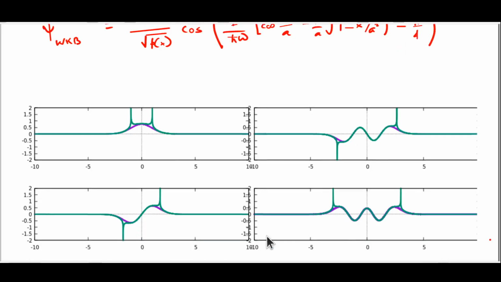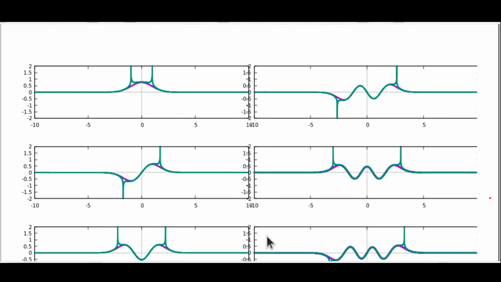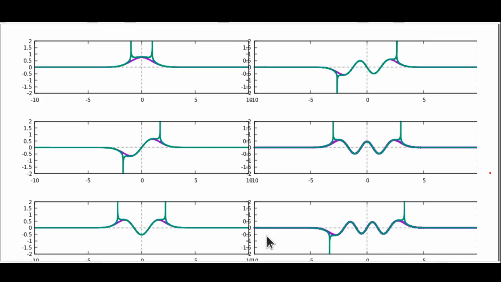So the graphs that we have plotted here are basically graphs of the WKB wave function for different values of n. The one on the left here is n equals 0, then you have n equals 1, n equals 2, n equals 3, 4, 5. The blue curve is the exact wave function, the one which we had derived earlier using the Hermite polynomials times an exponential drop-off. The curve in green is the WKB approximation.